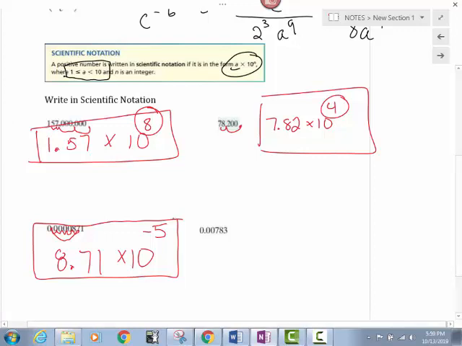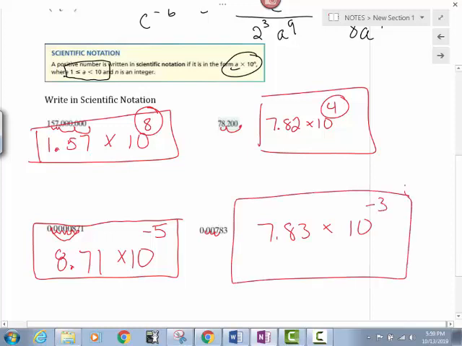Let's take a look at the next one here. Again, I'm going to move my decimal. It should be between the 7 and the 8, right? That's more than 1, but less than 10. And if I count 1, 2, 3, we moved it 3 spaces, but because the number is small, it is a negative 3.